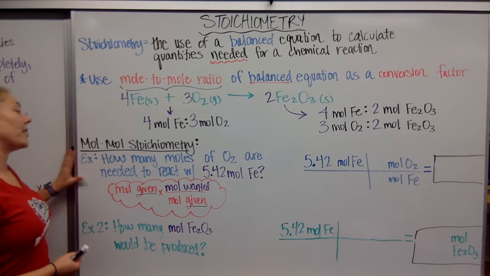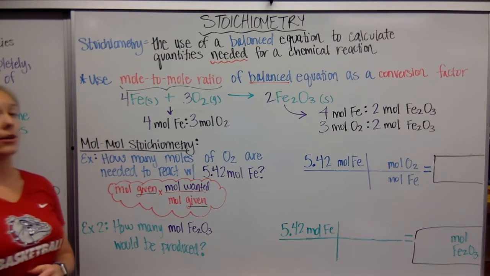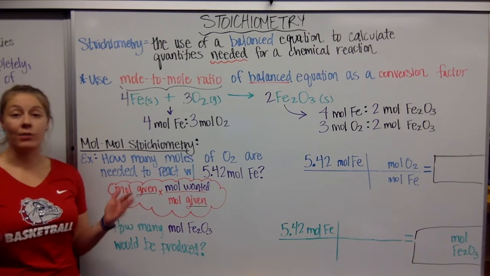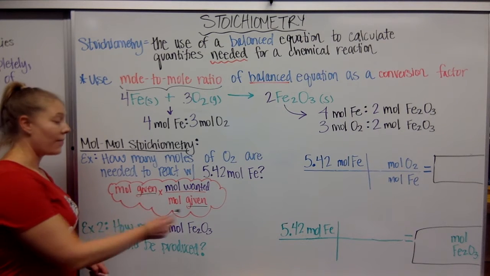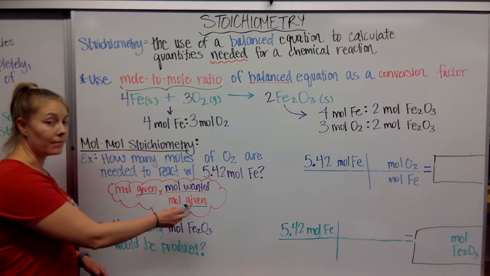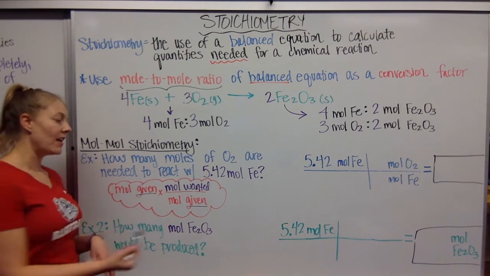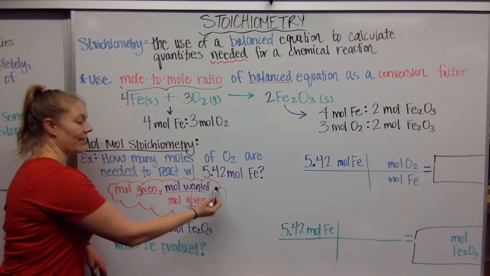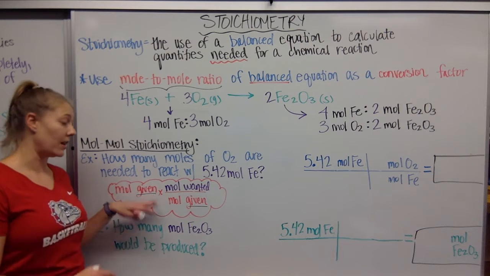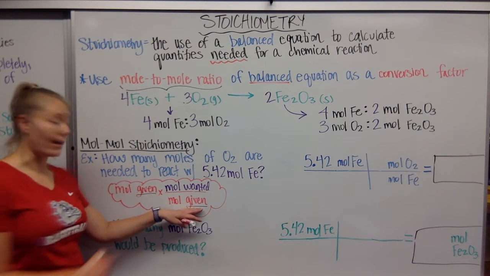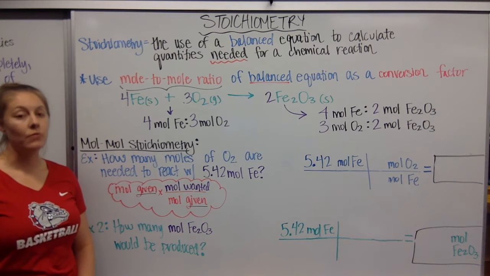Our problem that we're going to start with is: how many moles of oxygen are needed to react with 5.42 moles of iron? Now, the key here is, remember, that if you have one unit on the top and the same unit on the bottom, they cancel each other out, and you're left with just the unit that's on top. So here we're going to go with moles of the given, the given unit, on top. Moles of the given must be on the bottom because that's how they're going to eventually cross out, and moles of the wanted unit will be on top.